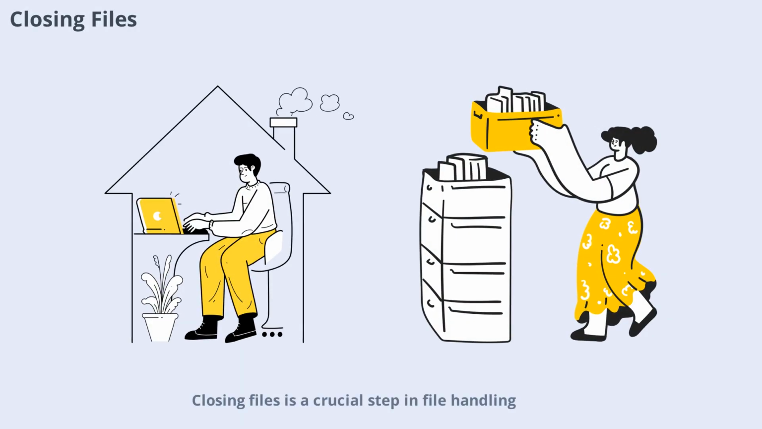Closing files is a crucial step in file handling. When you're done reading or writing, always call the close method on your file object. This ensures that all resources are released and any buffered data is written to disk. Forgetting to close files can lead to data corruption or resource leaks, especially in larger programs. Python also offers a better way to handle this automatically, which we'll discuss next.